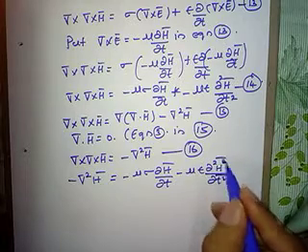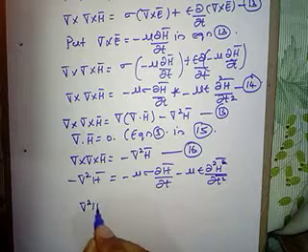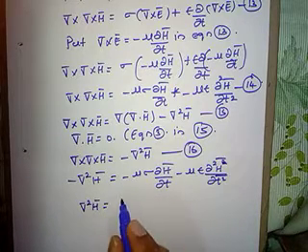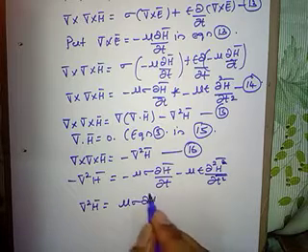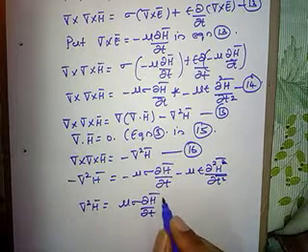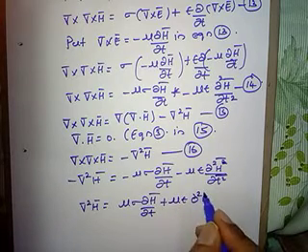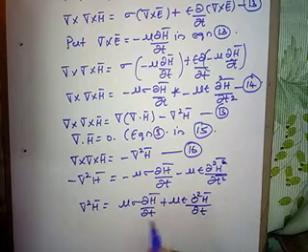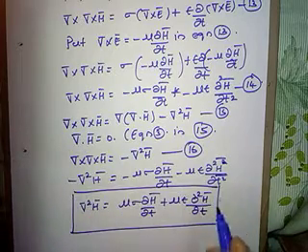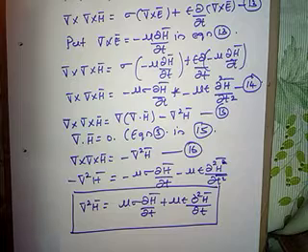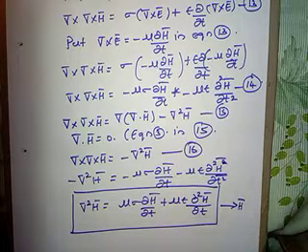Okay, ∂²H̄/∂t². That is, I can write ∇²H̄ is equal to μσ ∂H̄/∂t plus με ∂²H̄/∂t². Okay, so this is our equation, the wave equation for the magnetic field H̄.